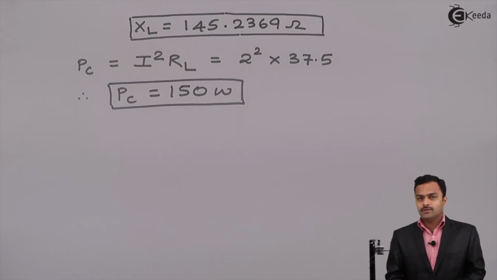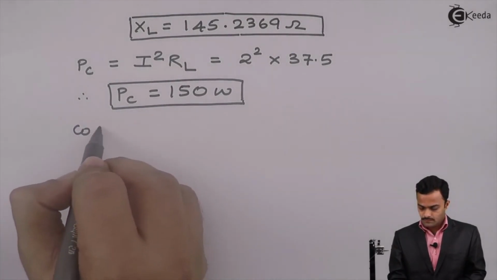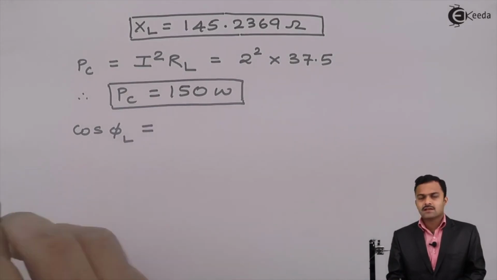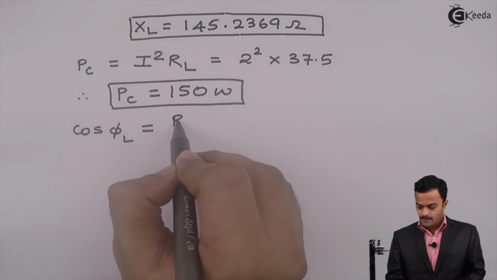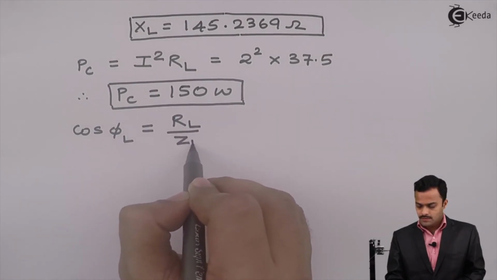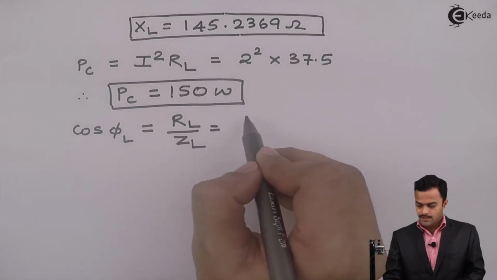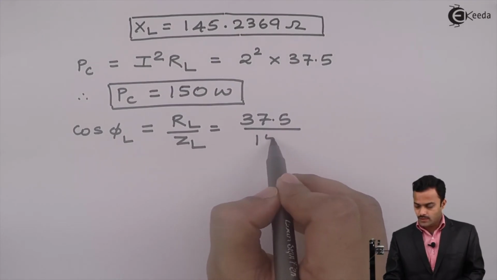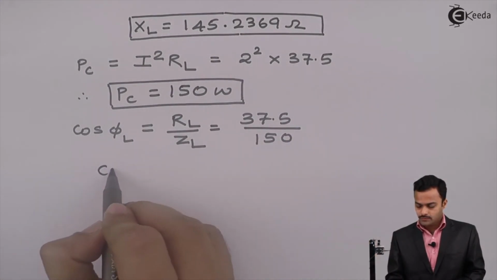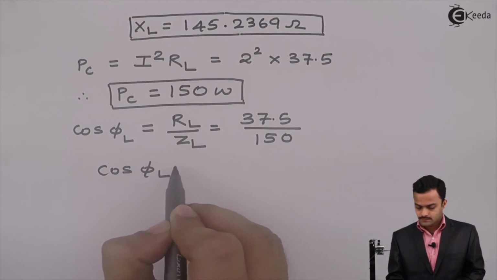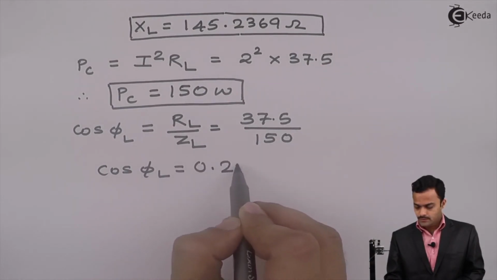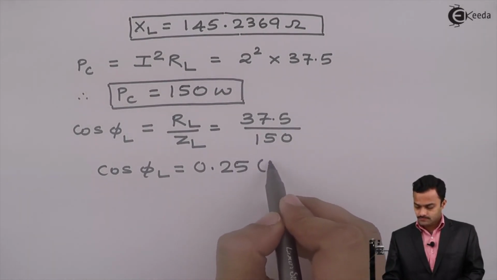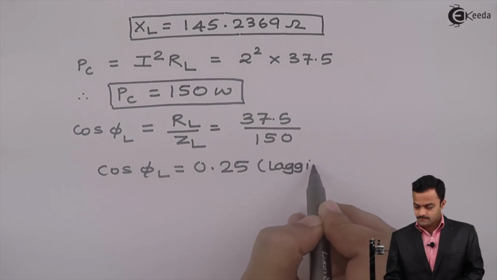Now let us find out power factor of the coil. Cos phi L is nothing but RL upon ZL. RL is 37.5 and ZL we calculated initially as 150. So power factor of the coil is 0.25. Being a coil, it's an inductive circuit, power factor is lagging.